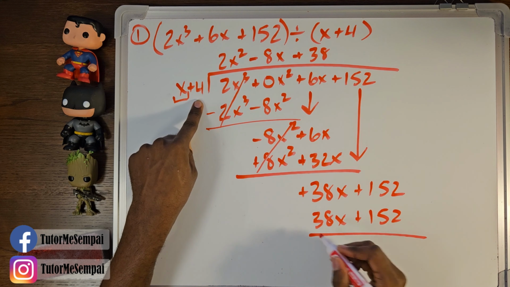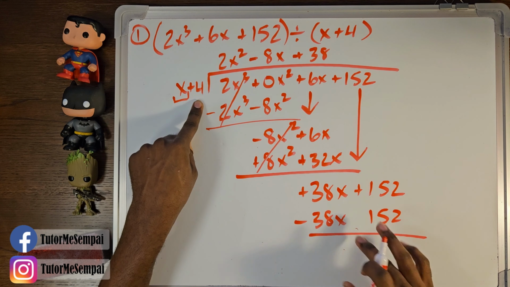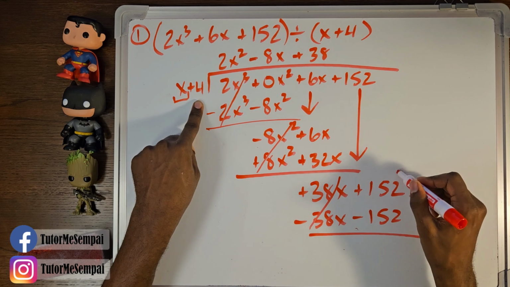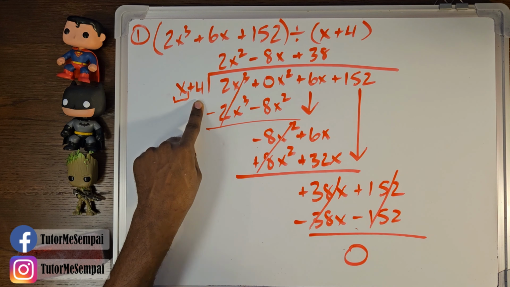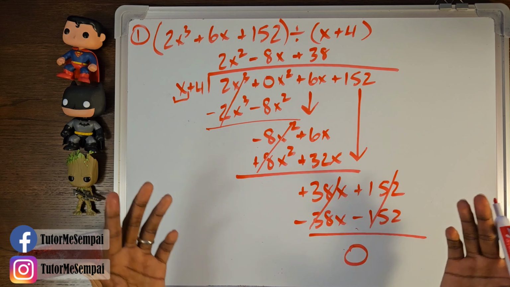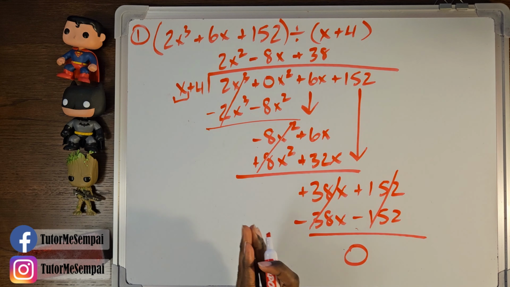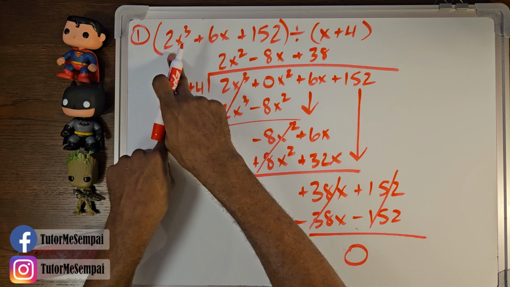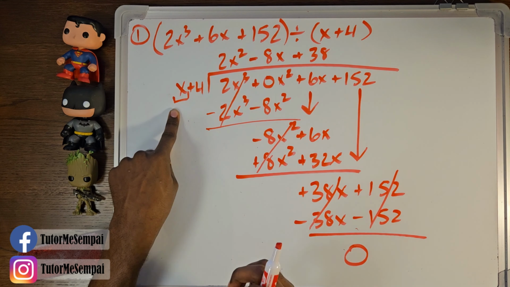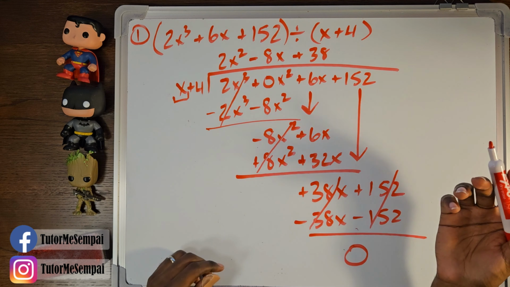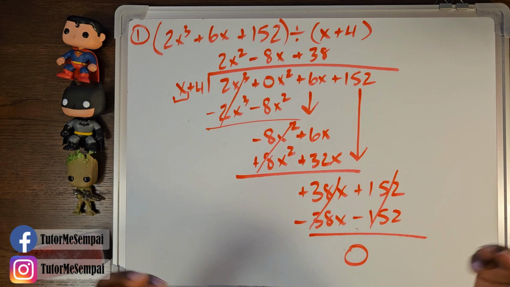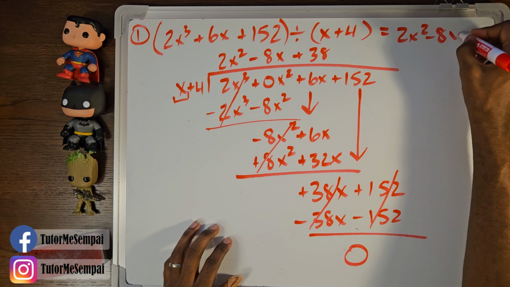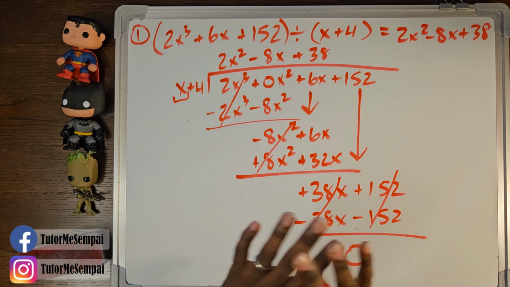So now we negate everything. So this is going to become a negative, and this also becomes negative. Remember, negate everything. That cancels out, and we have 0 left. So this example has no remainder. That means that x plus 4 is a factor of 2x cubed plus 6x plus 152. So in this case, the answer is just going to be whatever's in the quotient. We don't do anything else to it. You can just rewrite this as 2x squared minus 8x plus 38. That's your answer.